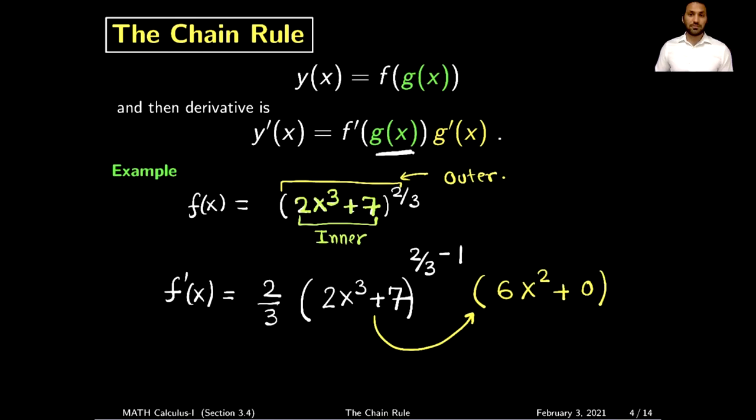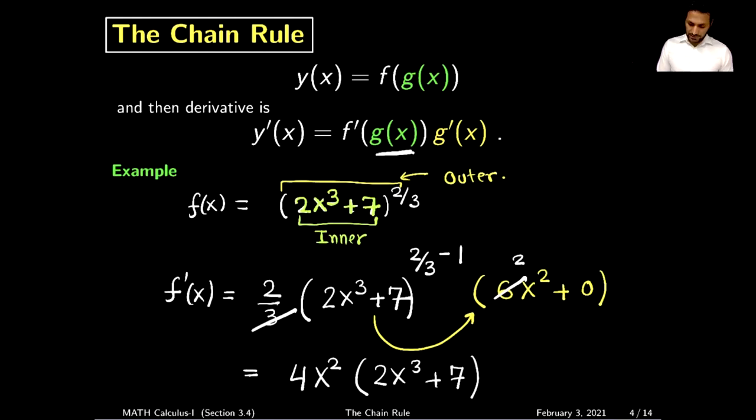Now I will do some simplification. If I do some simplification, this 3 will cancel with this 6 and that will leave 2 here. So 2 times 2 is 4x squared, and this is (2x cubed plus 7) to the power 2/3 minus 1, which is basically 1/3, and I will leave my answer in this form.